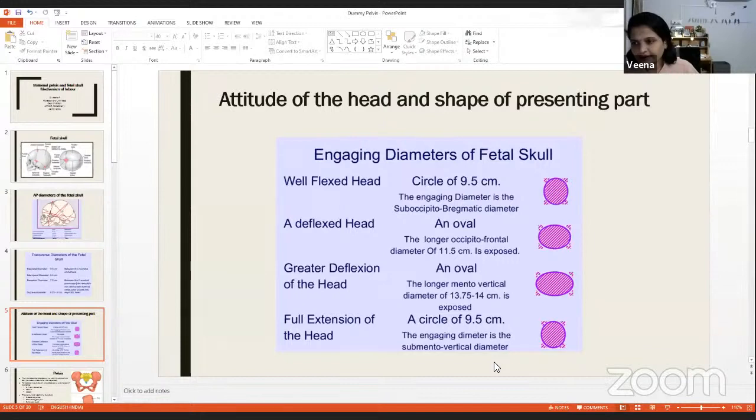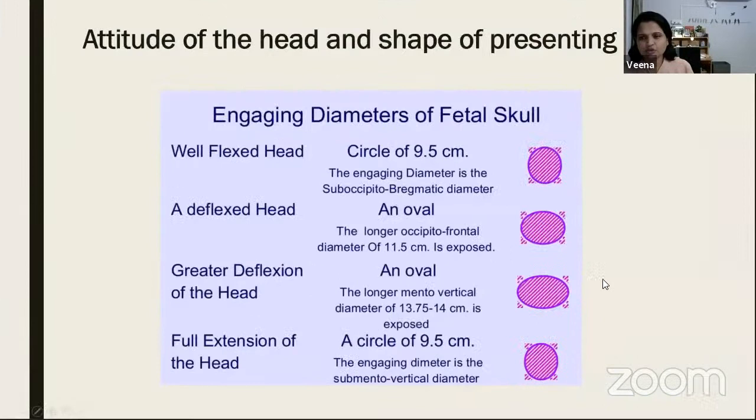Kunj? Yes, ma'am. Okay, shall I go on? Priya? Yes, ma'am. I think your screen is stuck. Yes, ma'am. Good. Yeah, now it's fine. Is it okay now? Is it full screen now?